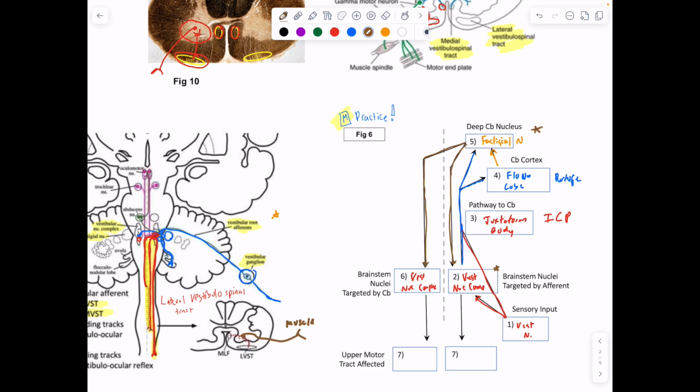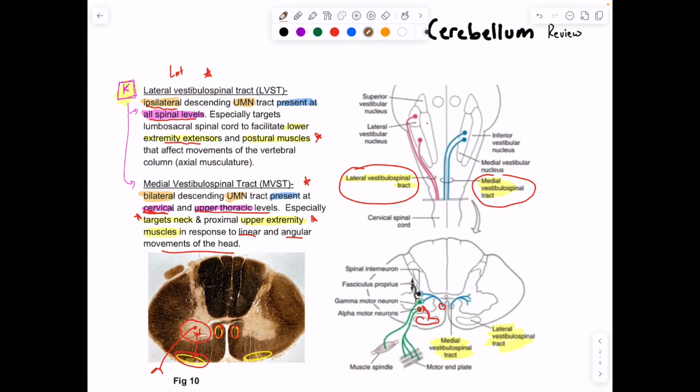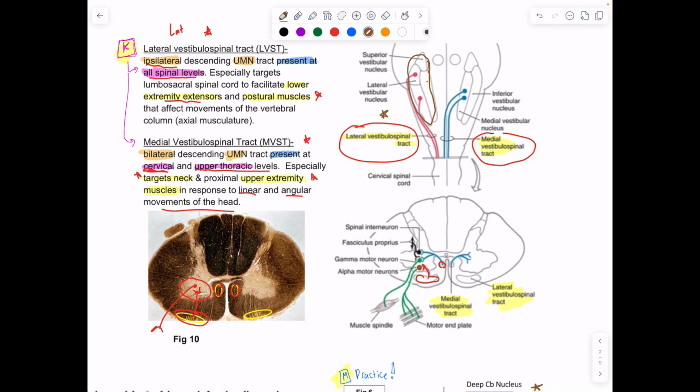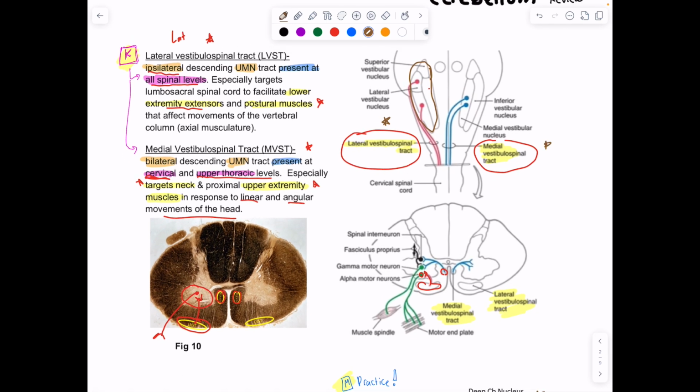All right, and then our vestibular nuclear complex, this whole guy right here, is going to send out the lateral vestibular spinal tract and then the medial vestibular spinal tract. For illustration purposes in this diagram, it should look like this: you have lateral and then medial. We know lateral is lower extremity, medial is head and neck.